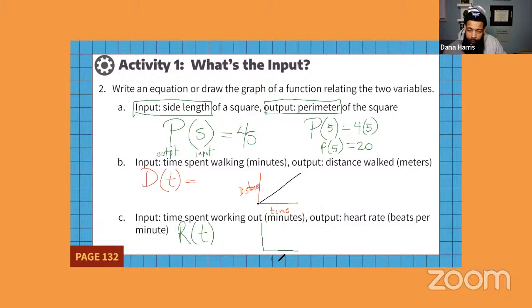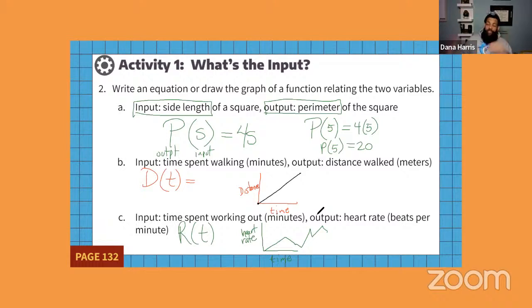And in this case, we would put time on the input, and let's put heart rate on the output. Okay. So the longer you work out, the higher your heart rate. Now, sometimes it may go down. If you go from running to walking, it may go down. Okay. It could go up and down, things like that. But the heart rate is a function of the time spent working out.